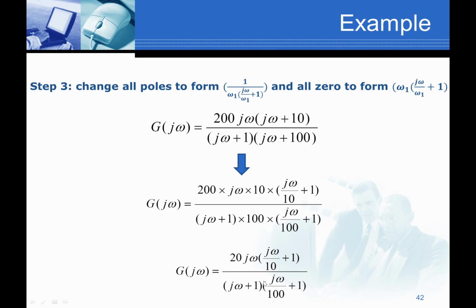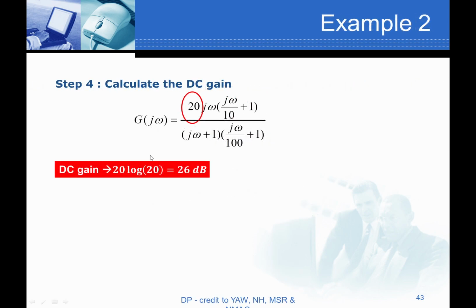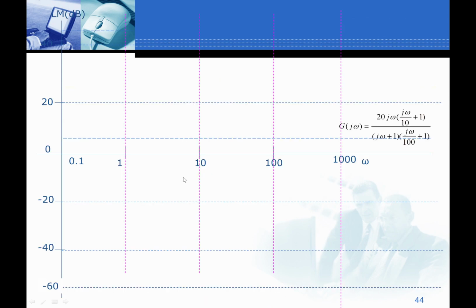This is just a mathematical calculation from the transfer function to get your standard form. So this is our final standard form G(j omega). This is our constant 20. When we convert to dB, we get 26 dB. See the yellow line here, this is representing our constant at 26 dB.